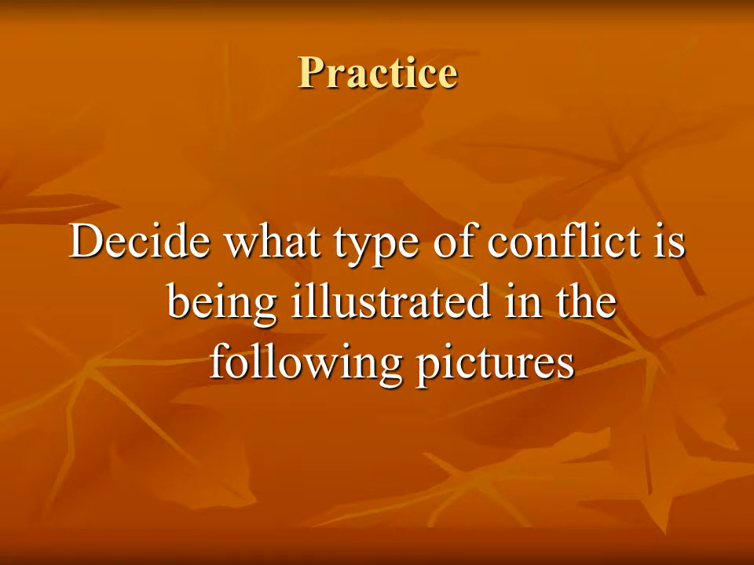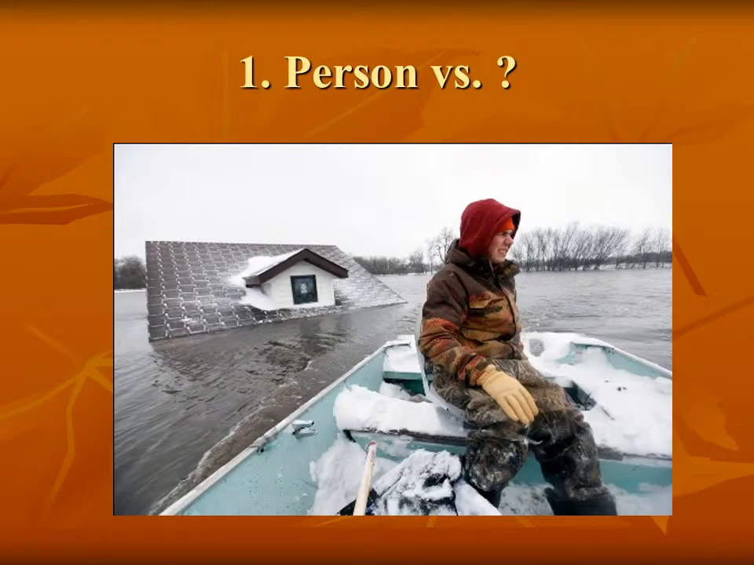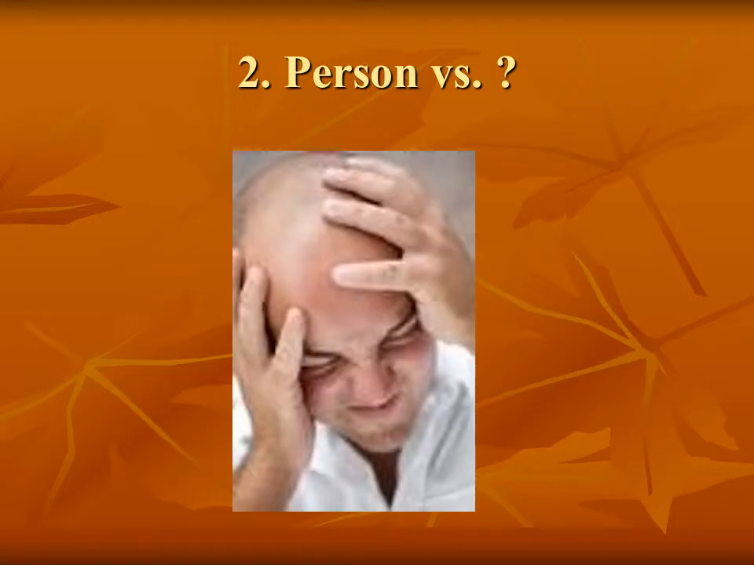So, what we're going to do now is we are going to practice. You are going to see a series of pictures. Try and decide what type of conflict is being illustrated in the following pictures. So, let's look at this one. We can see a person sitting on a boat. Obviously, the weather is very cold and there is a flood. Essentially, we are looking at the forces of nature battling against the person. So, probably, this type of conflict is person versus nature.